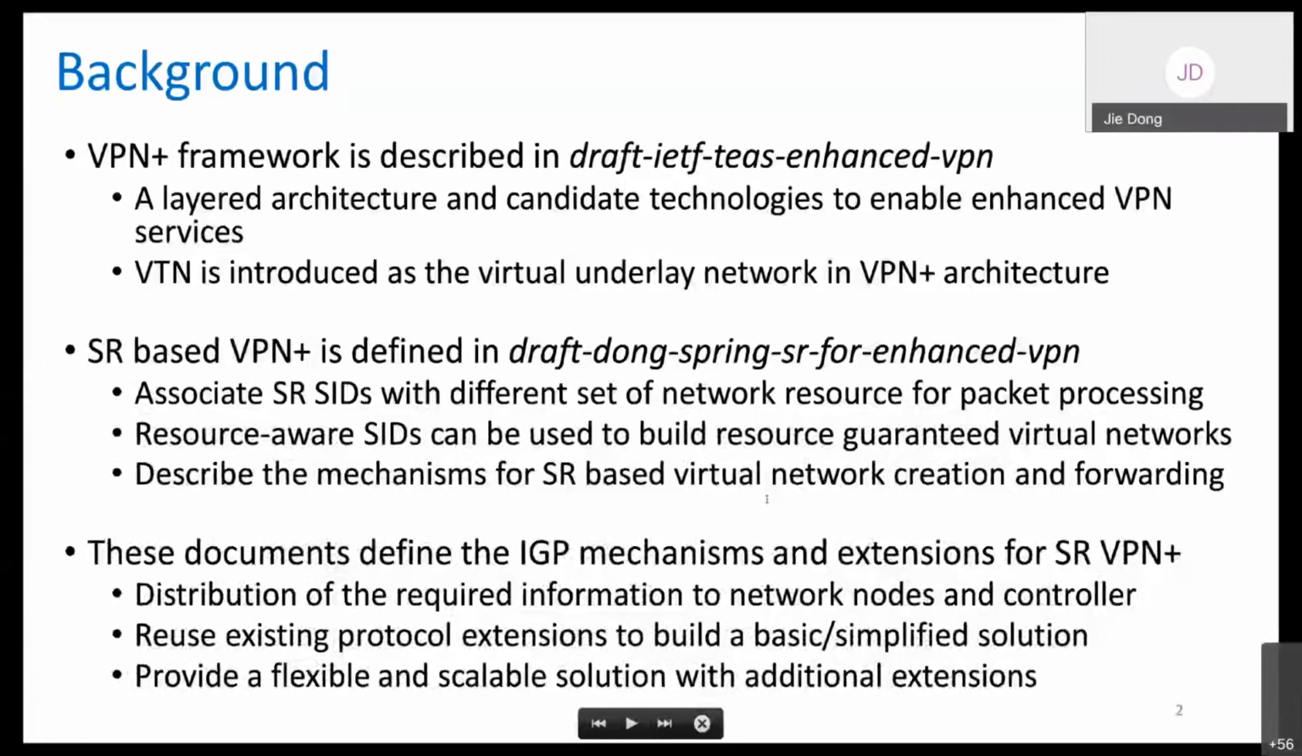It also describes the mechanism for the creation and the packet forwarding in the SR-based virtual networks. So for these documents, we want to define the IGP protocol mechanisms and the necessary extensions to support this SR-based VPN Plus, so that IGP can be used to distribute the required information in the network and also to the controller. And we try to reuse existing protocol mechanisms to build a basic or simplified solution. In addition, we also provide a flexible and scalable solution with some more additional protocol extensions. Okay, next slide, please.